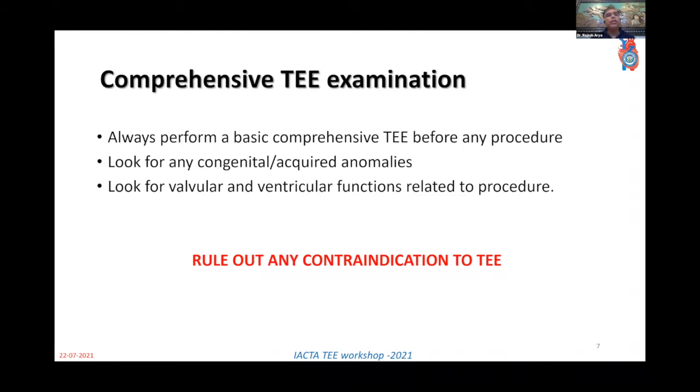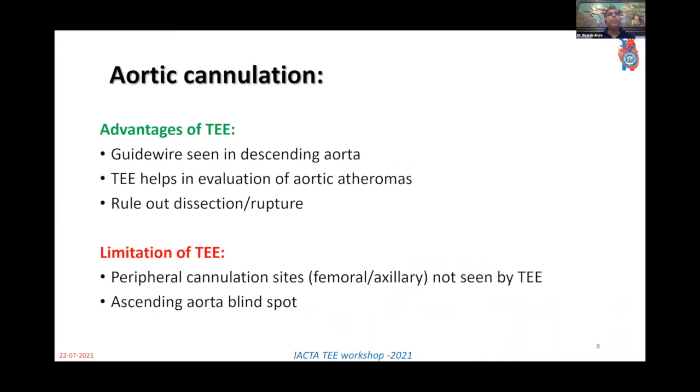So before going to the detail about each and every cannulation, I must say that we must have a comprehensive echo examination. We must try to get as much as possible out of those 24 or 27 views of comprehensive TE examination. Look for any congenital or acquired anomalies. Look for any valvular dysfunction, or whether ventricular functions are proper or not. And before doing any TE examination, we must be very careful that there is no contraindication for transesophageal echo in that particular patient.